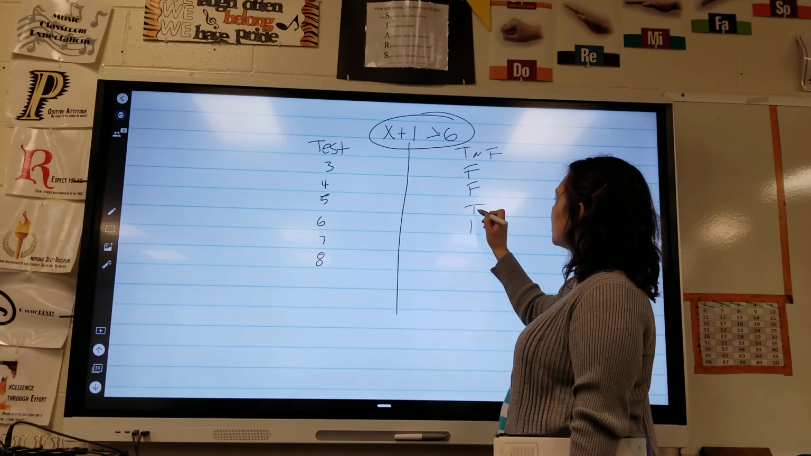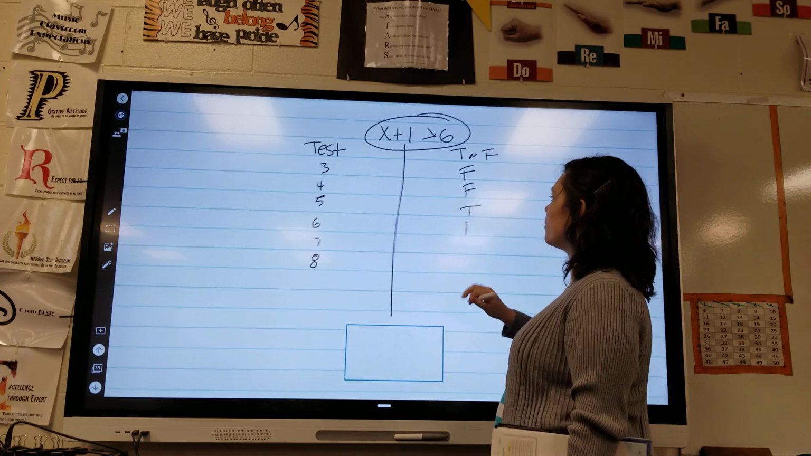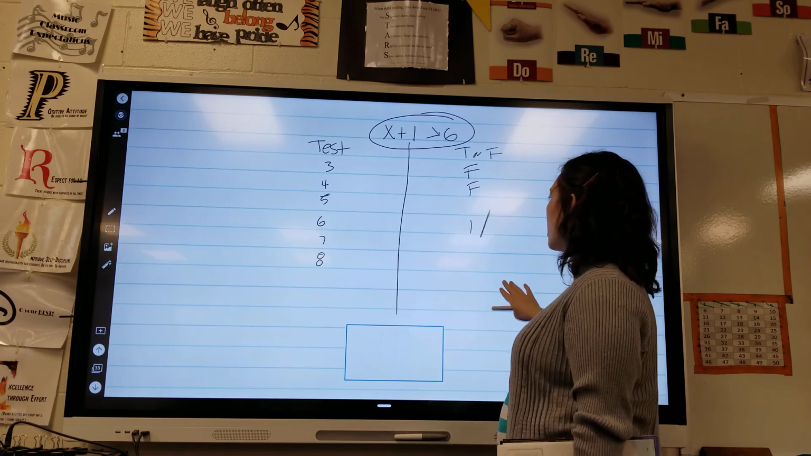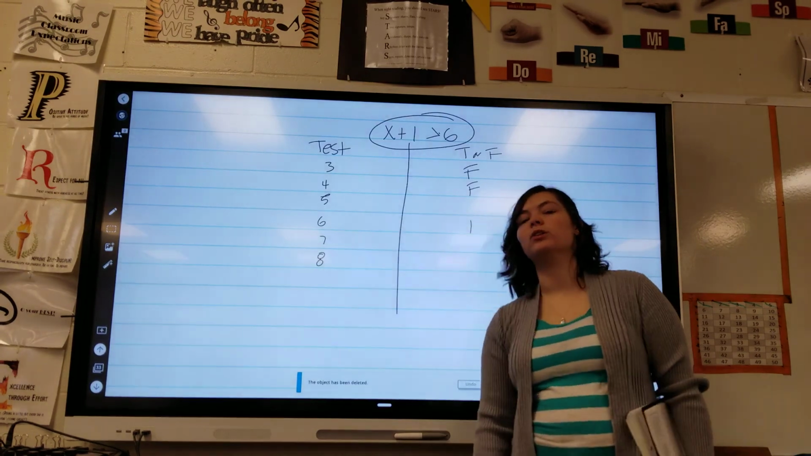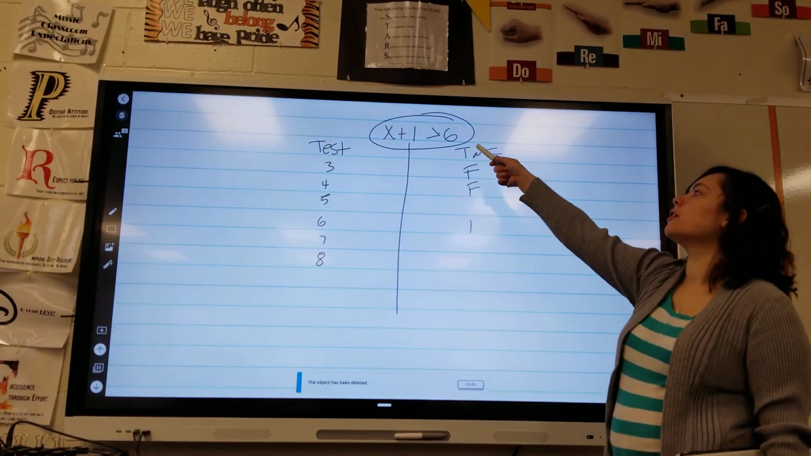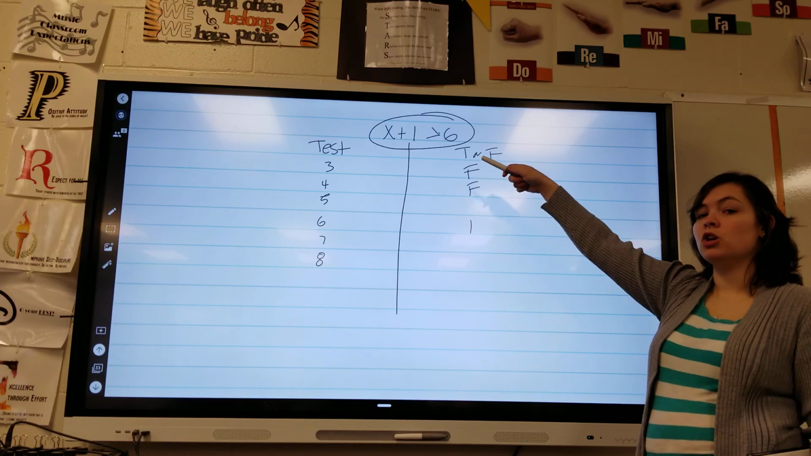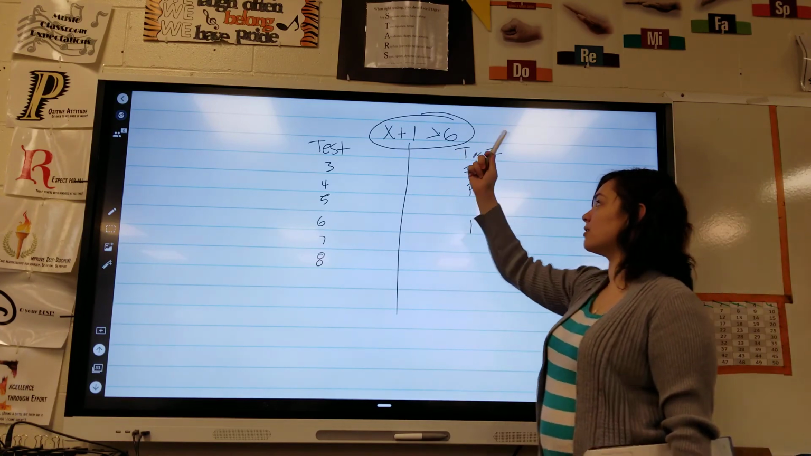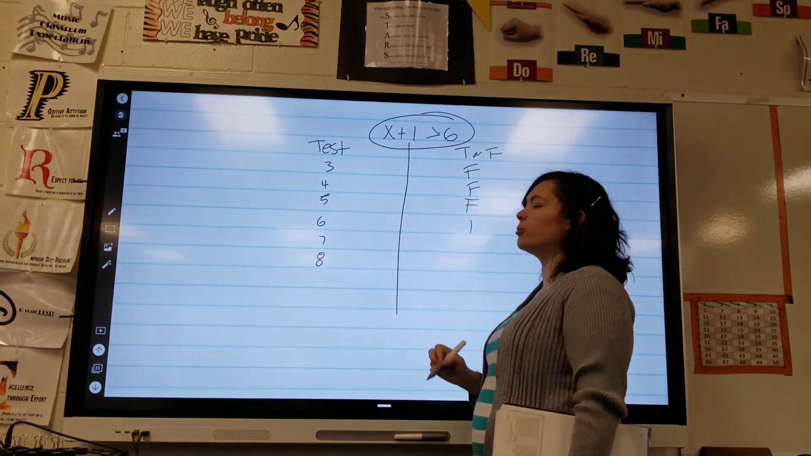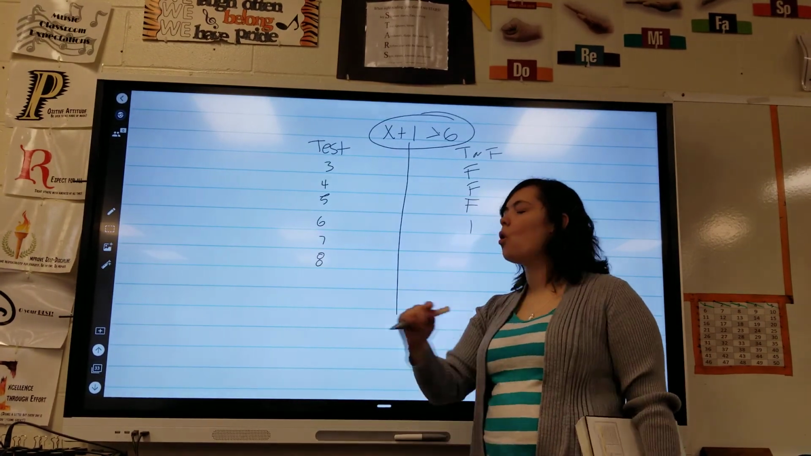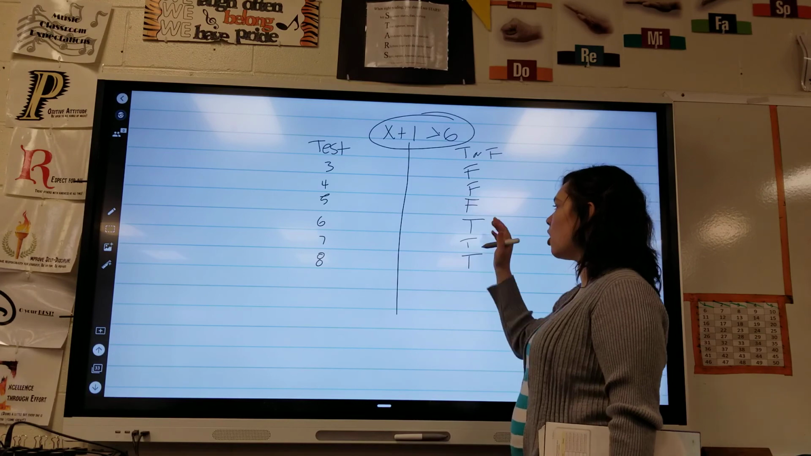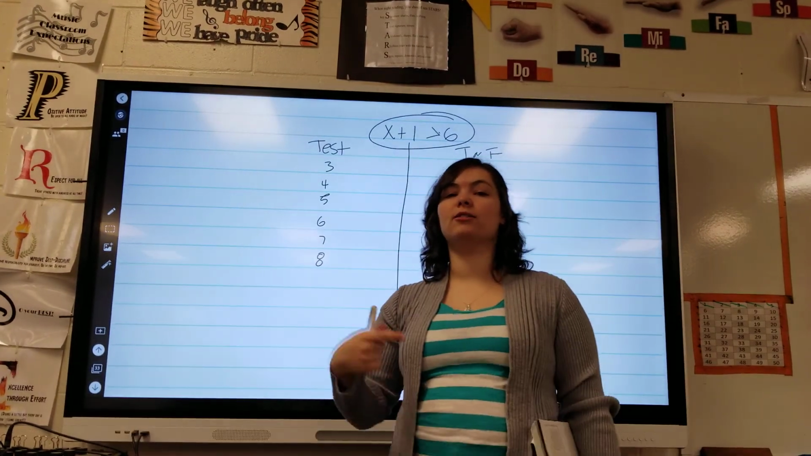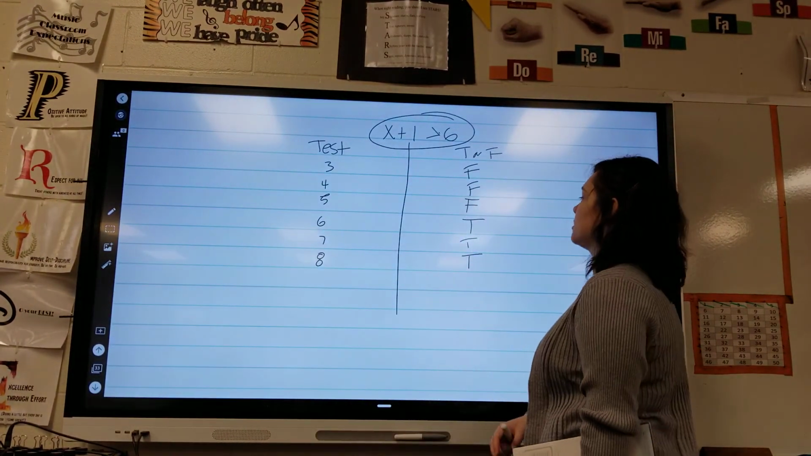Oh, I lost my... Well, okay, wait a minute, though. I skipped 5, that's why. So, 5 plus 1 is equal to 6. Does our greater than have an equal to? It does not. It only has greater than. Therefore, it's false because it can't be equal to. It has to only be greater than. But 6, 7, 8, all true because they are all greater than 6 when you add 1 to them.